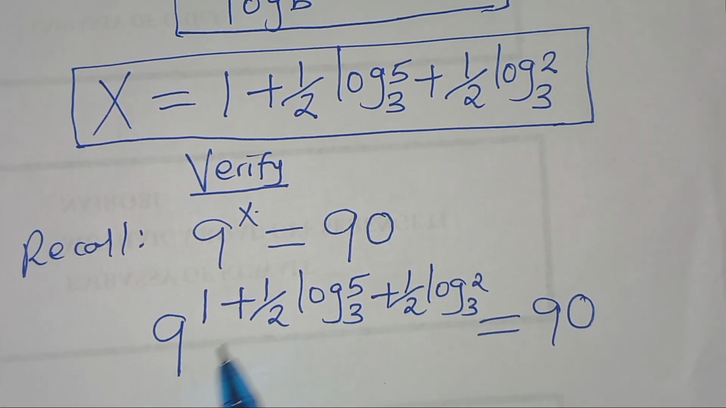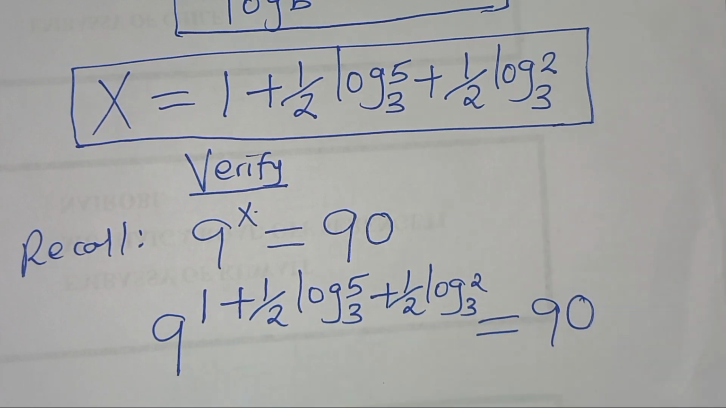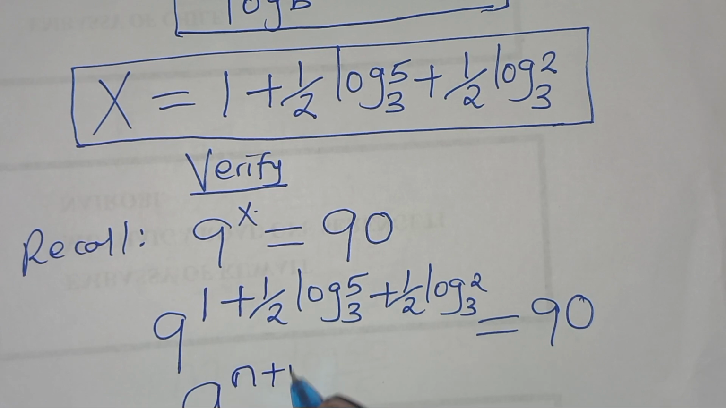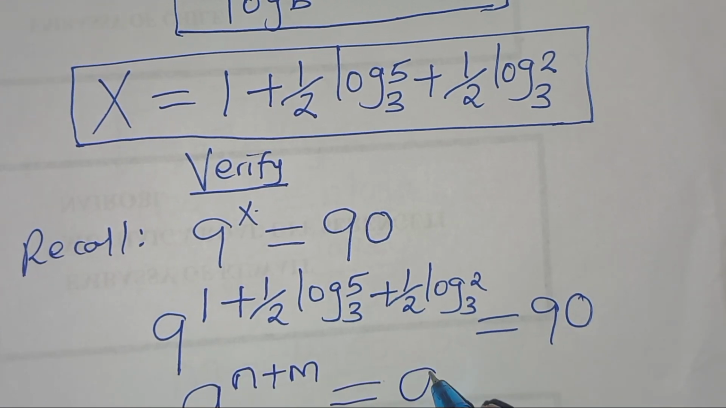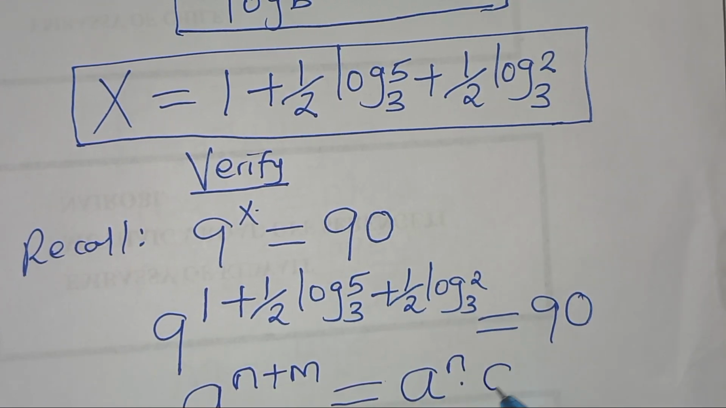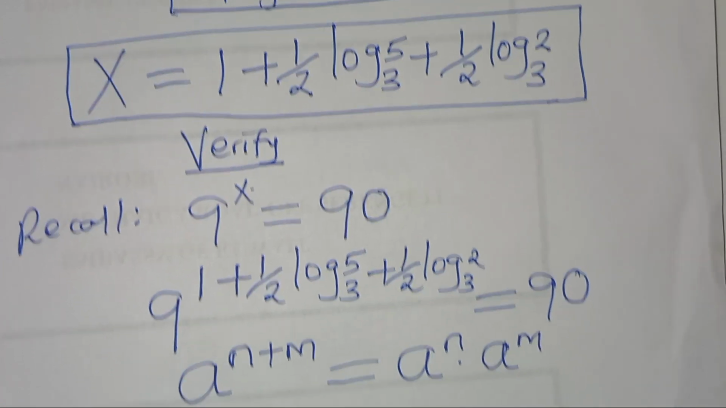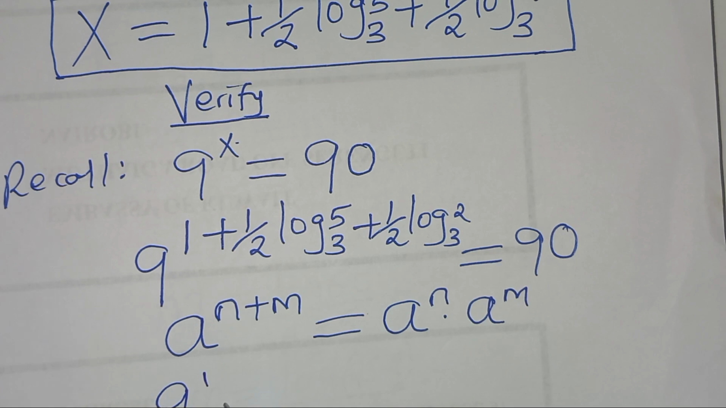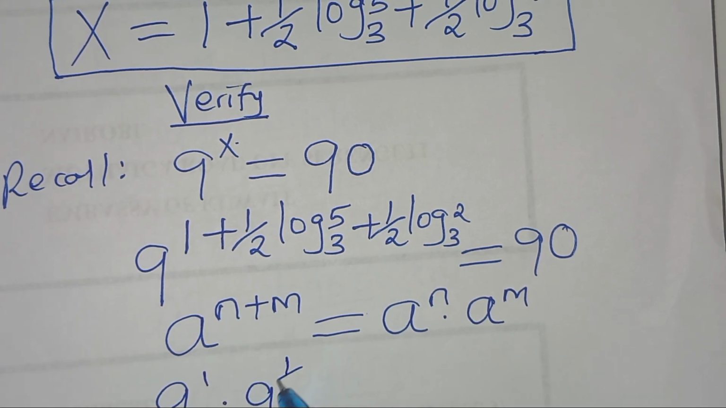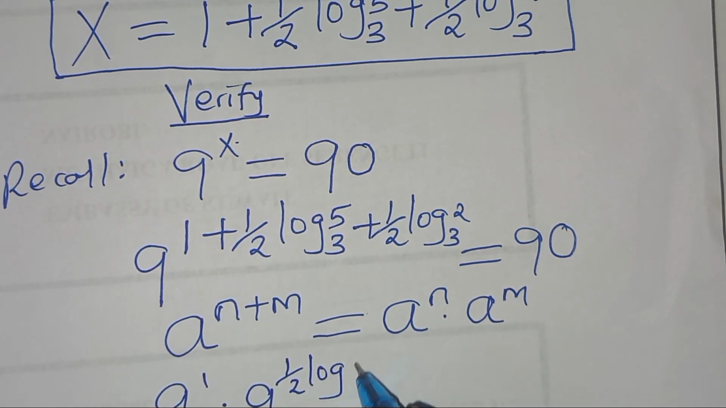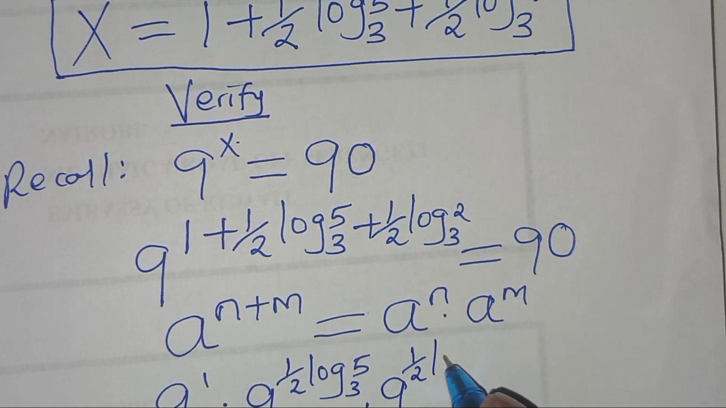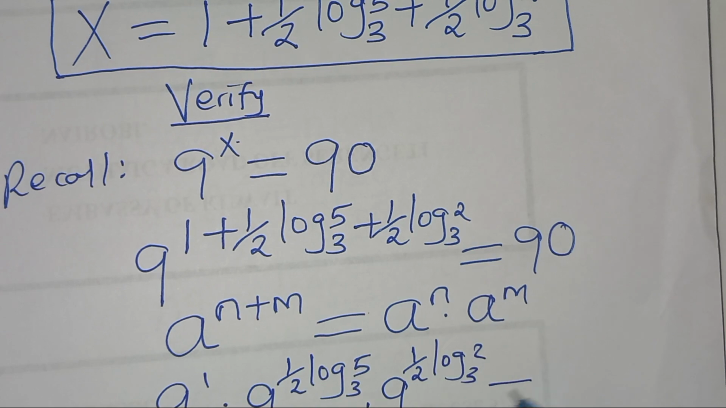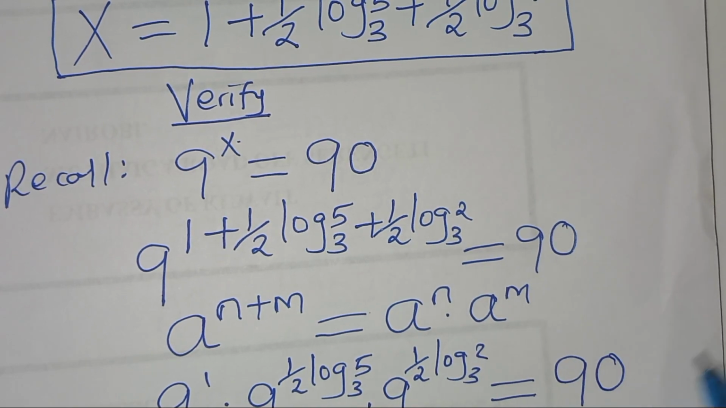So now as you can see, 9 to power 1 plus a half log 5 to base 3 plus a half log 2 to base 3 is in the form of a to power n plus m, which we can express as a to power n multiplied by a to power m. So applying this exponent property, we have 9 to power 1 times 9 to power a half log 5 to base 3 multiplied by 9 to power a half log 2 to base 3. This should give us a value of 90.